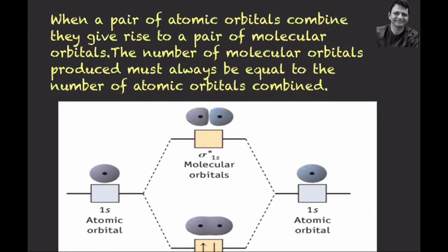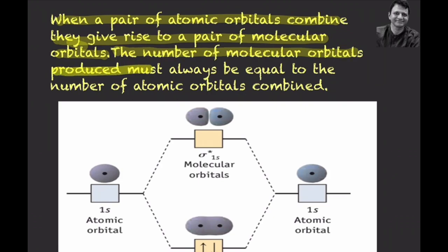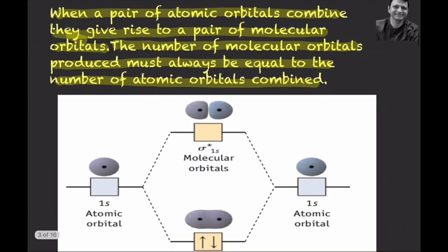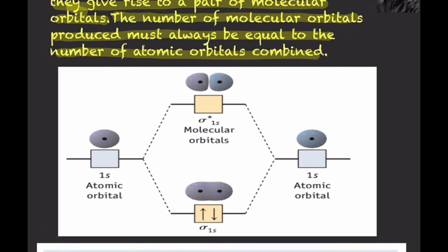So here, if we see in terms of energy, when a pair of atomic orbitals combine, they give rise to a pair of molecular orbitals. We know that the number of atomic orbitals combined is equal to the number of molecular orbitals formed. The number of molecular orbitals produced must always be equal to the number of atomic orbitals combined. Here the y-axis is related to energy. So this is the energy axis, and here we are comparing the energy of the molecular orbitals formed with respect to the initial energy of the atomic orbital.